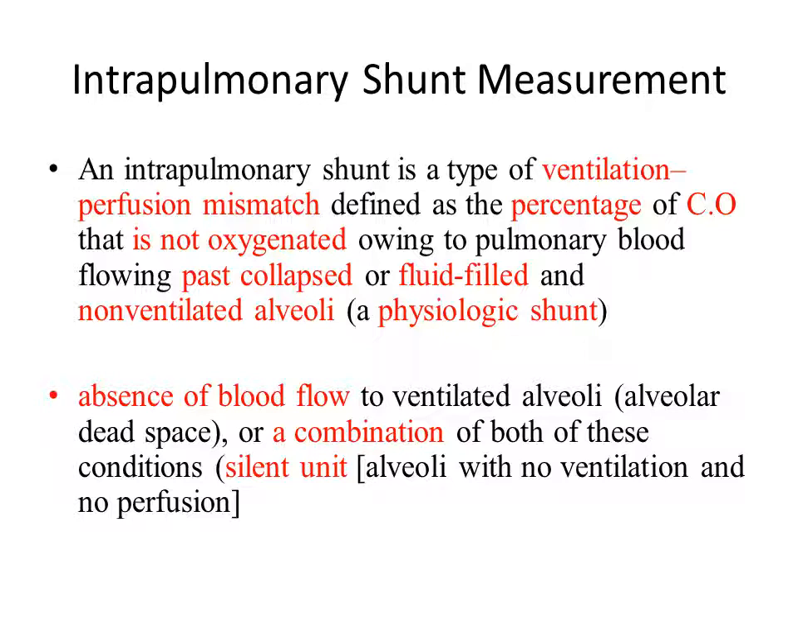Absence of blood flow to ventilated alveoli is alveolar dead space. A combination, a defect in ventilation and perfusion, we also called a silent unit: alveoli with no ventilation and no perfusion. Dead space is an example of ventilation without perfusion, and an example of that is pulmonary embolism. All of these lead to a defect in ventilation or perfusion or both, which we called shunt, dead space, or silent unit. We can have physiologic shunt and dead space together.